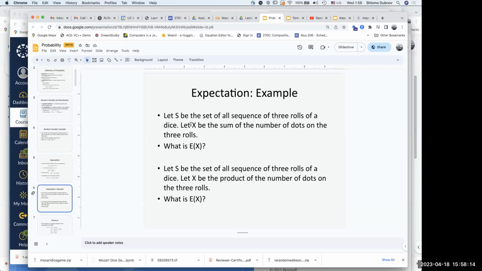You can have an operation which is a sum, you can have a product, and for every X, one sum or one product is basically a new event. And then you can ask, what is the mean value of that function?